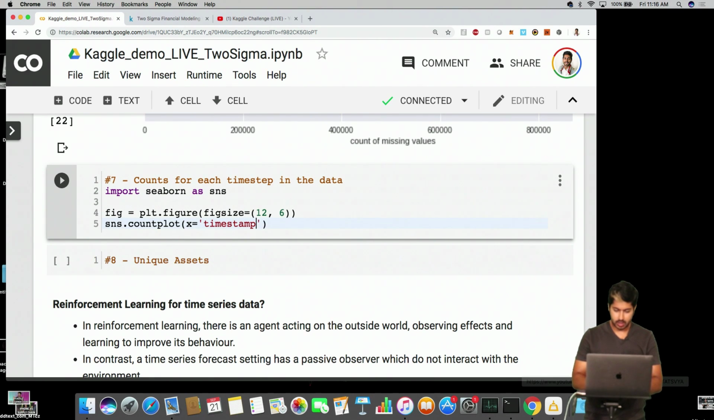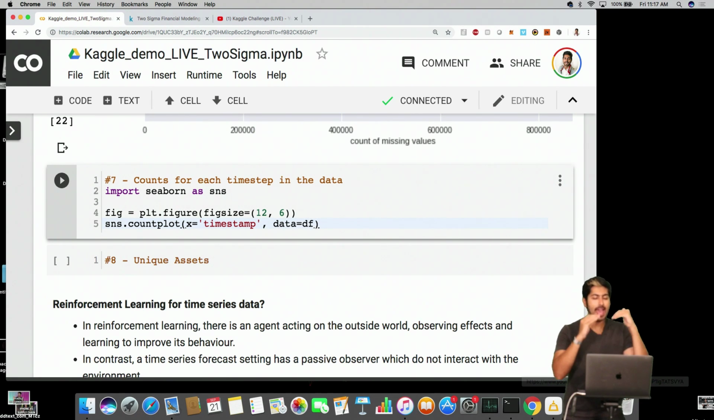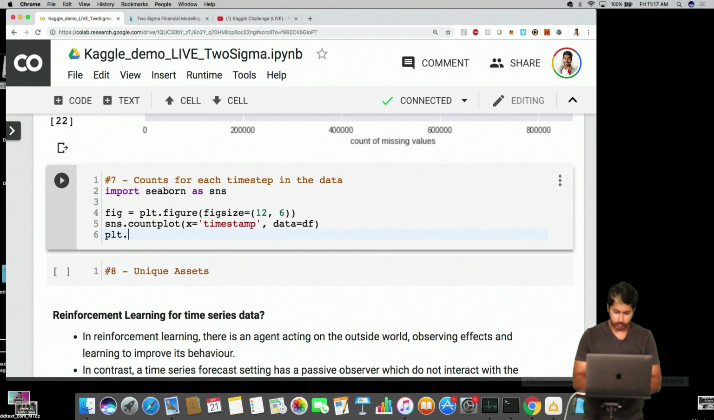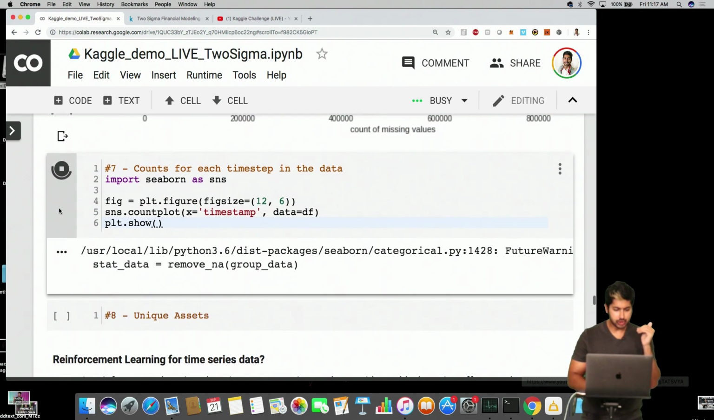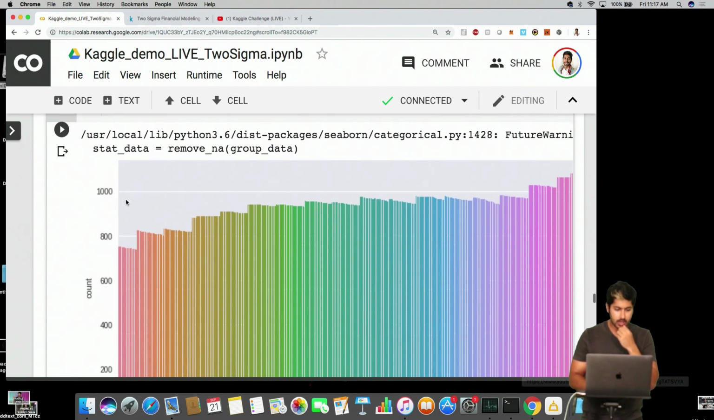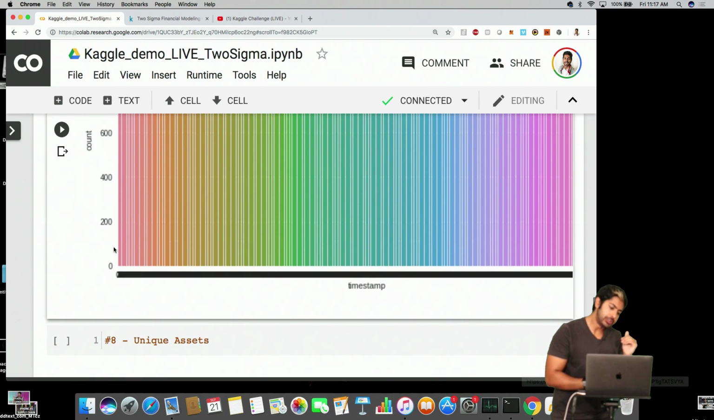So that's it for this. Now we want to see at each time step what the data looks like. So we'll say, how much of each predictor variable do we have at each time step? Okay, so now we can see that. Cool. Okay, so that's the count for each versus the time step.